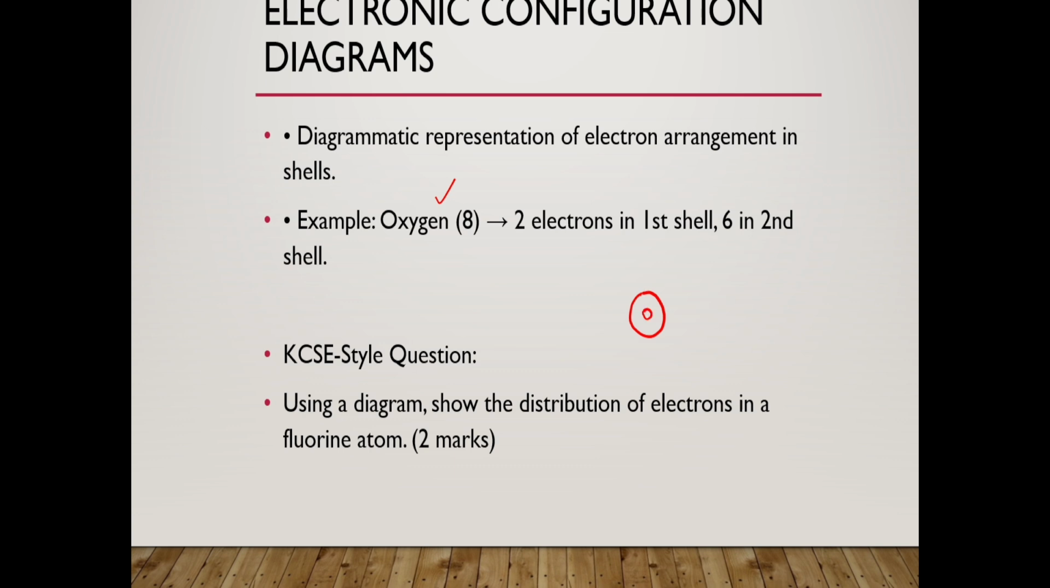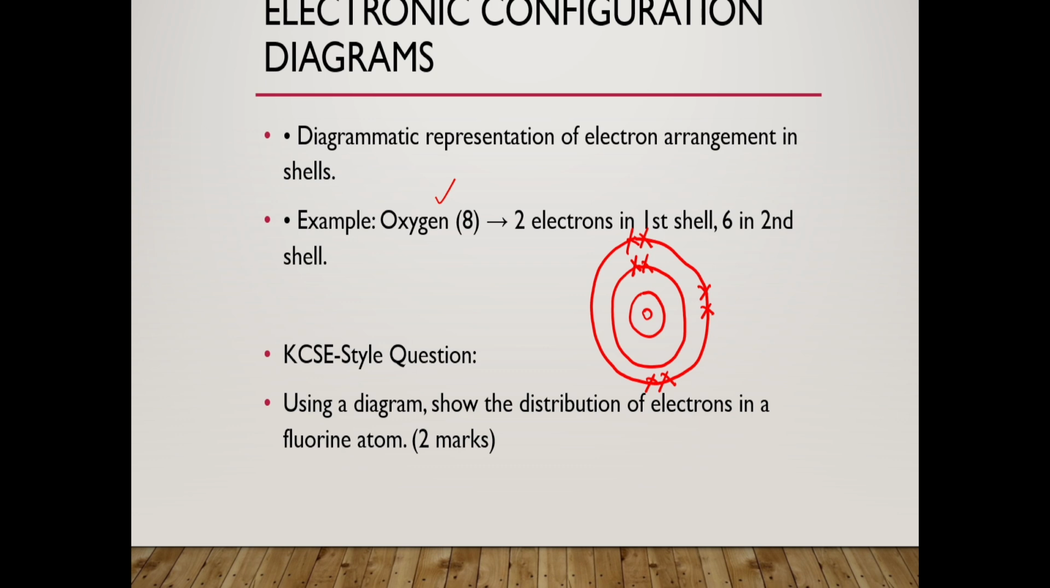This is just the nucleus. This now is your first energy level. Then we have the second energy level. In the first energy level, it usually takes 2. And in the second energy level, it will take 6. So 1, 2, 3, 4, 5, and 6. And that's how you draw an oxygen atom.